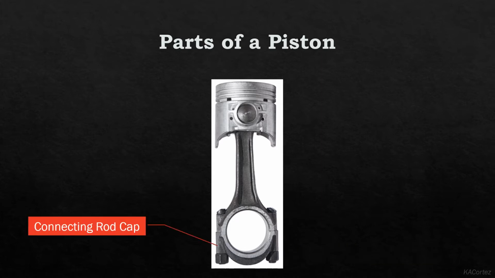Connecting rod cap. A rod cap is a removable section of a two-piece connecting rod. It provides a bearing surface for the crank pin journal. The rod cap is attached to the connecting rod with two cap screws for installation and removal from the crankshaft.